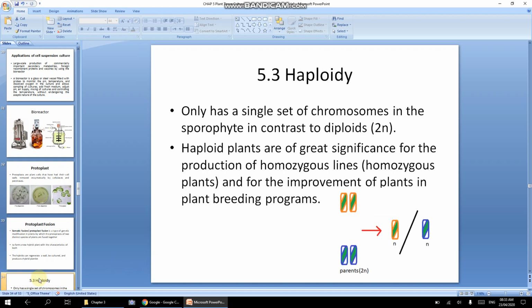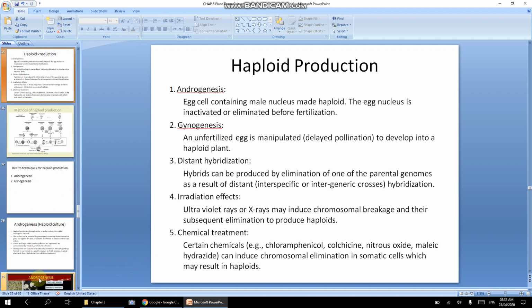Next one is haploidy. In this case, the plant has only a single set of chromosomes instead of two. Imagine yourself, you have 46, but in this case they try to make it 23, so that it is easy for them to cut time in breeding programs. And there are several ways to produce haploids: androgenesis, and chromosomes inactivated or eliminated before fertilization.